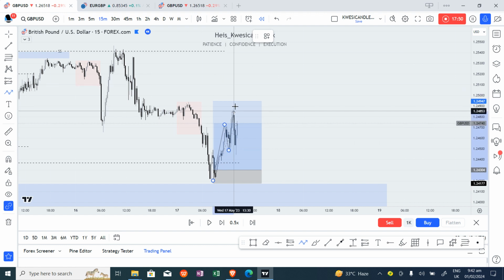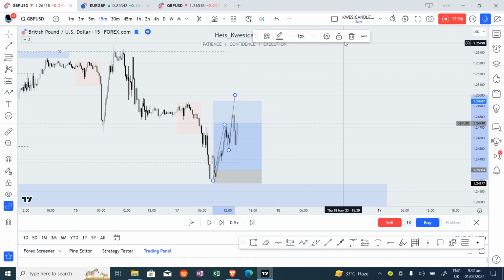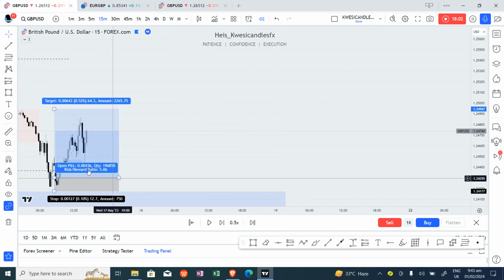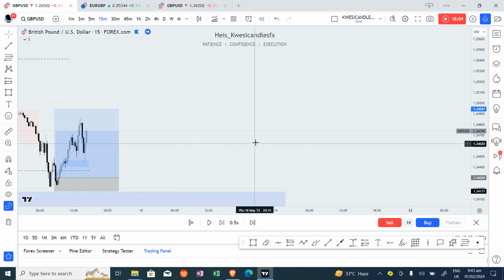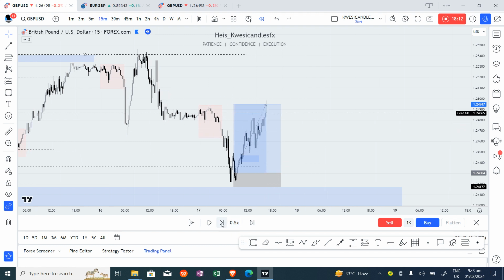ABC structure, which is here is our liquidity. The market reacted from this zone. I don't know if you saw this. They reacted from this zone and took out this liquidity. So it will help you to know where the next liquidity is. You get it. So let's see.